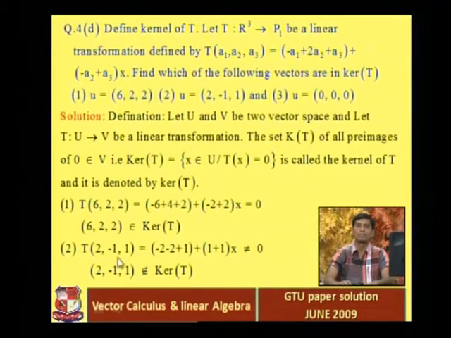Now T of (2, -1, 1) is equal to 2 minus 2 plus 1 plus 1 plus 1 into X, that is not equal to 0, because here we get minus 4 plus 1, that is minus 3, and this is minus 3 plus 2x, so that is not equal to 0. So (2, -1, 1) does not belong to the kernel of T.